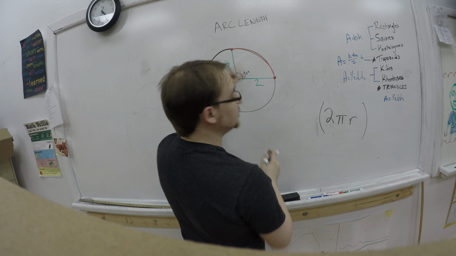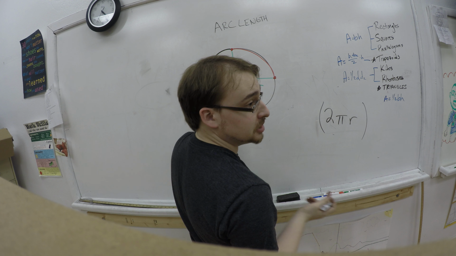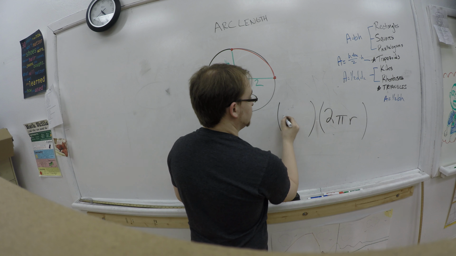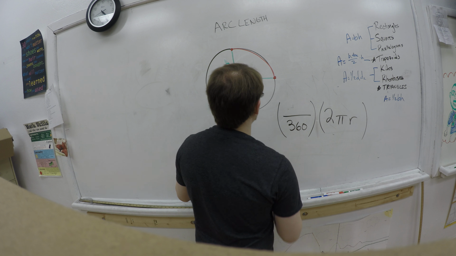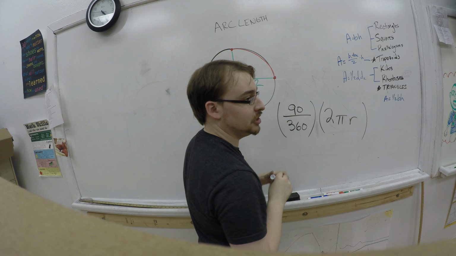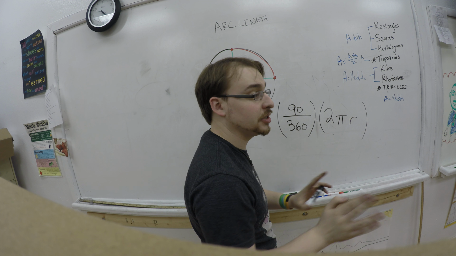If we want to know a piece of the circumference, which is really all that is, a piece of the circumference, we need to multiply that by a fraction. How do we find our fraction? Well, we have 360 total degrees. How many degrees are we asking about? 90. That's our fraction: 90 over 360. Plug it into your calculator, do the thing, you're fine.